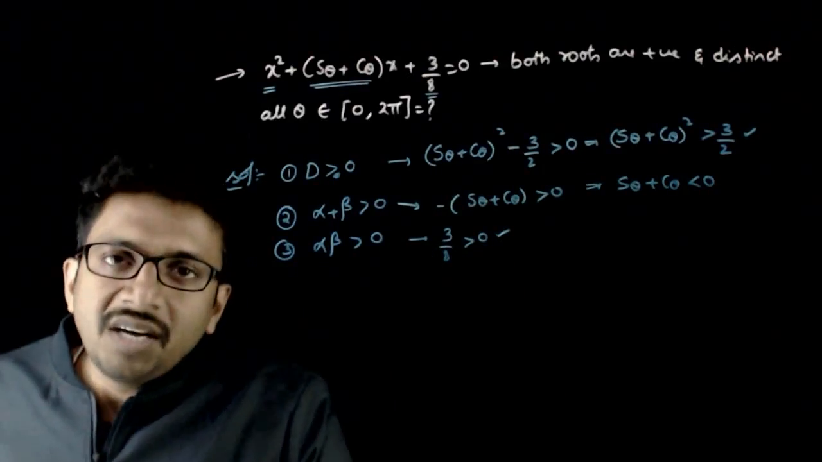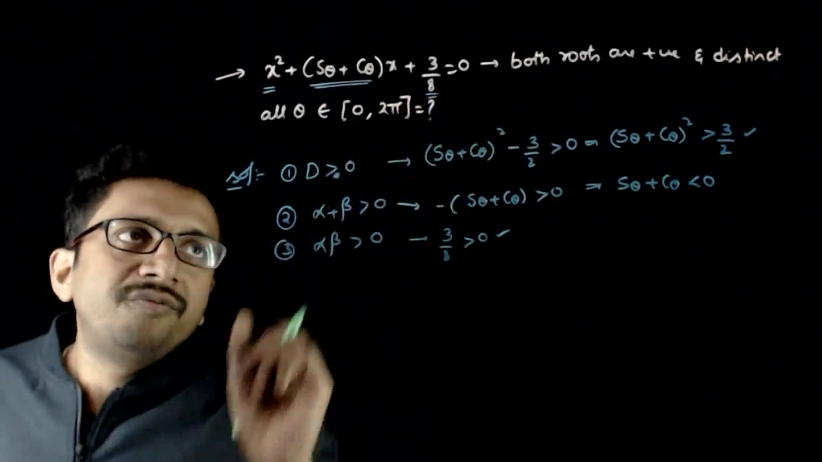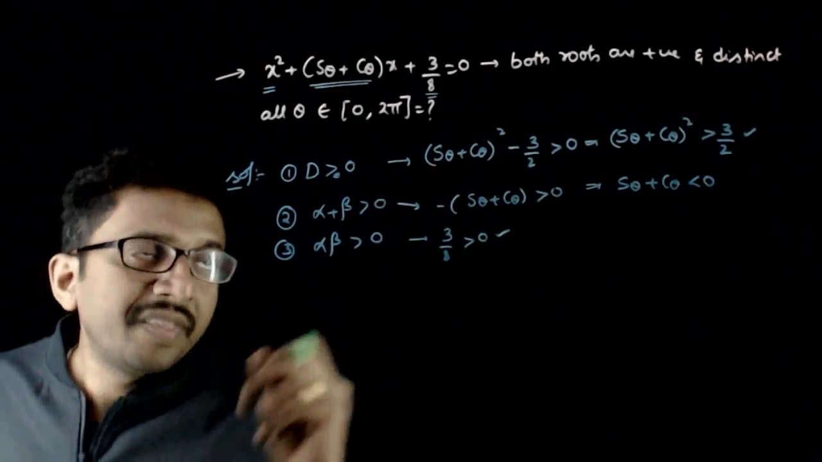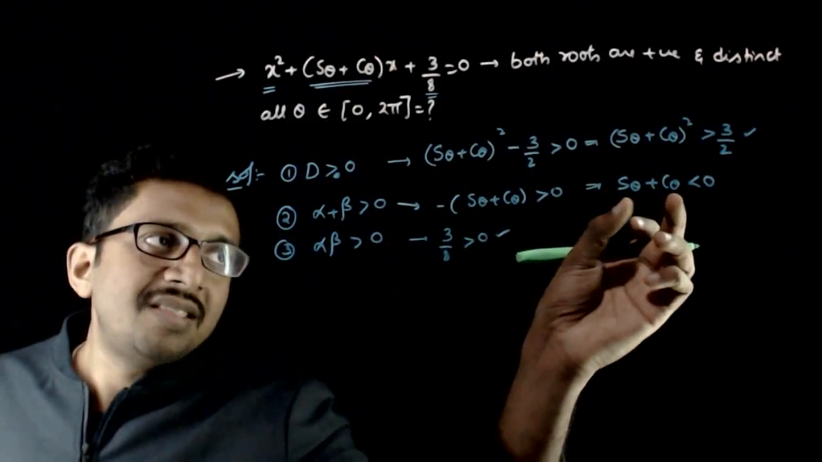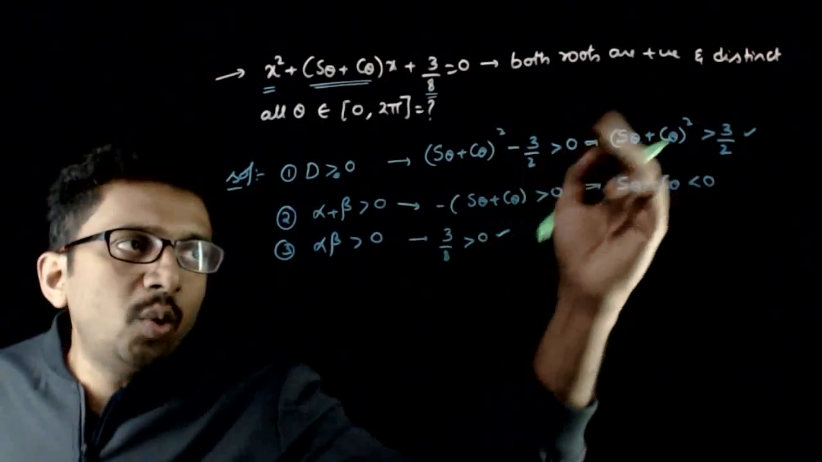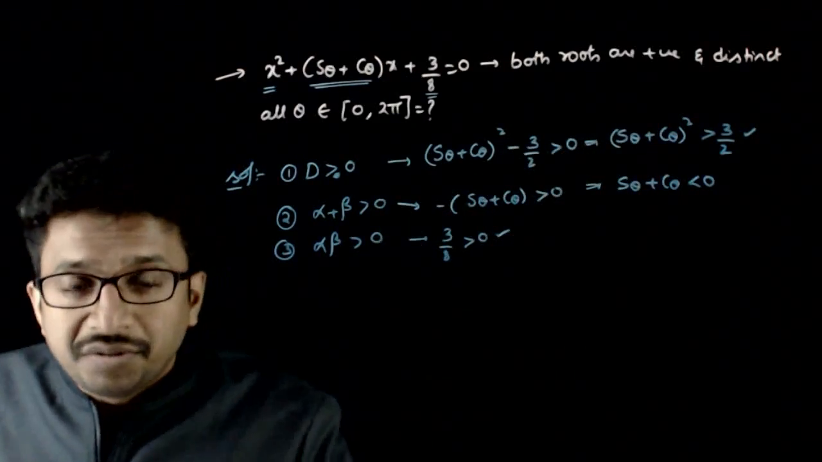So now the conditions that need to be valid are b square greater than 4ac, that is (sin theta plus cos theta) whole square is greater than 3 by 2. And the second condition is sin theta plus cos theta is less than 0. So these are the two conditions which are valid. Now let us try to solve each of these conditions.